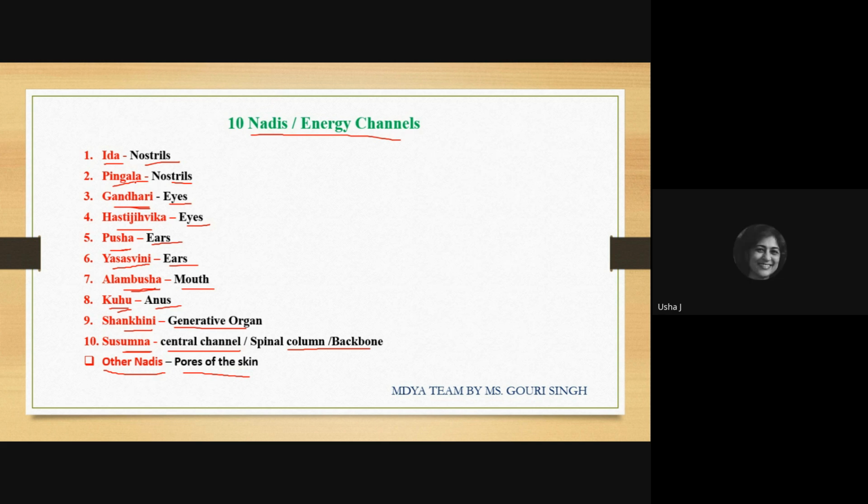Yes, ma'am. The 10 nadis, energy channels. Ida, Pingala, Gandhari, Hastajivika, Pusha, Yashaswini, Alambusha, Kuhu, Shankhini, Sushumna, and other nadis.